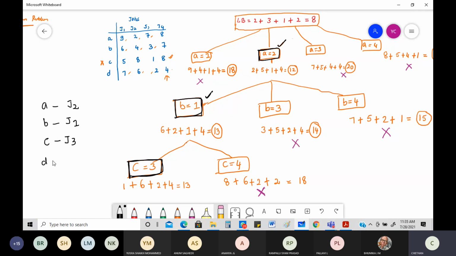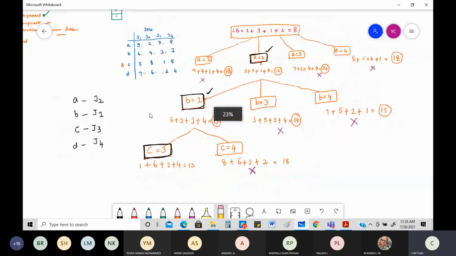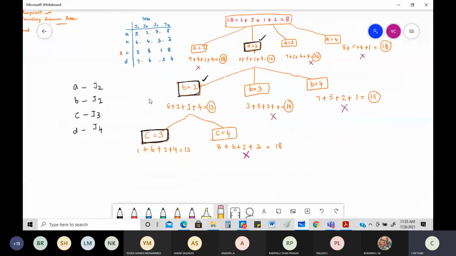What is D doing? D doesn't have any choice. D should do 4 only. There's no other means for it because there's only one job remaining, so that should be done by that only. But that also you need to show. We should show that in the state space tree. This is nothing but your state space tree only.